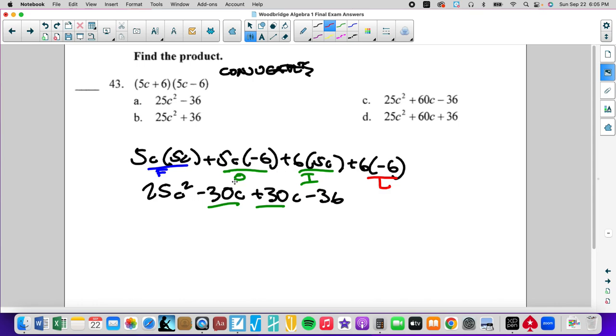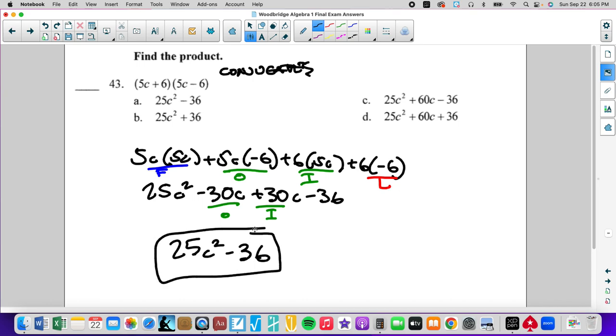My outsides and insides are going to cancel. They're always going to be opposite of each other. And so I'm just left with my first and last. So it's 25c squared minus 36. And we call this the difference of squares. Conjugates produce the difference of squares.